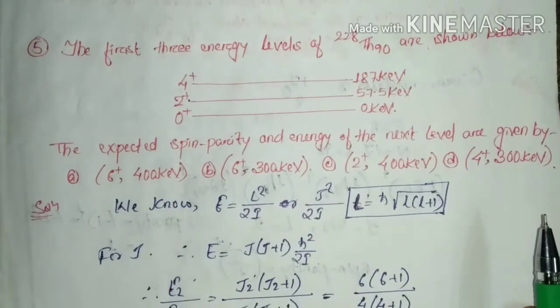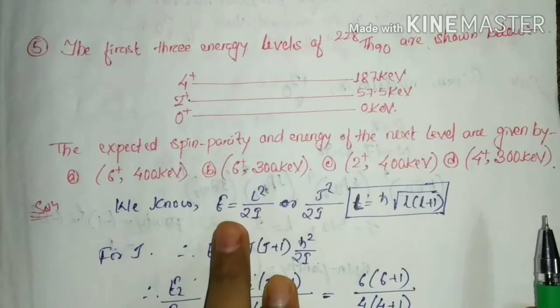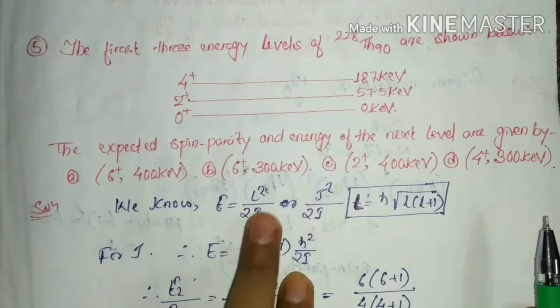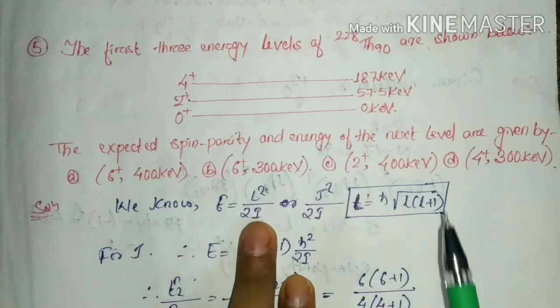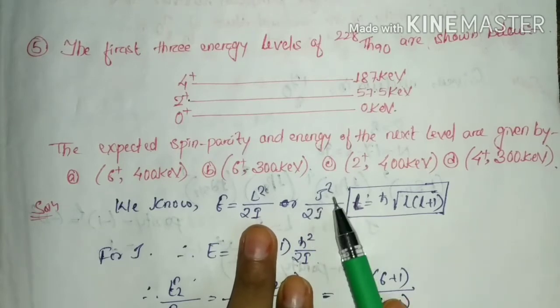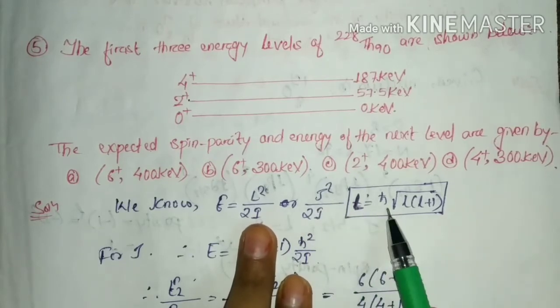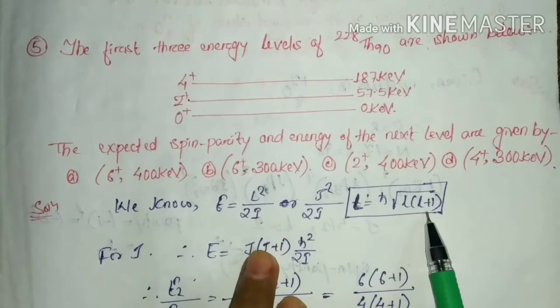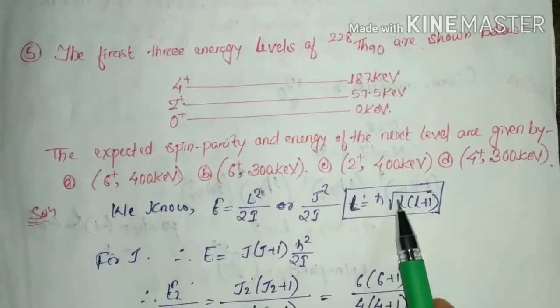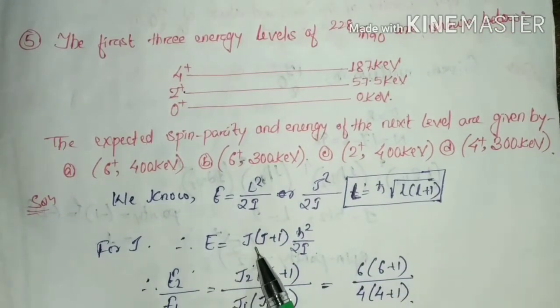In spectroscopy, the formula for energy is E equals L squared by 2I, which can be written for J as J squared by 2I. And J, or L, you can write as h-bar root over L into L plus 1. So if you write this for J, you will have E equals J into J plus 1, h-bar squared by 2I.